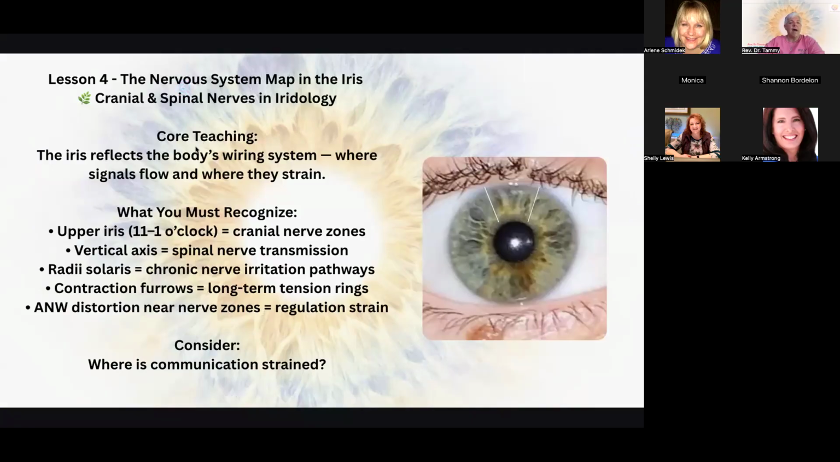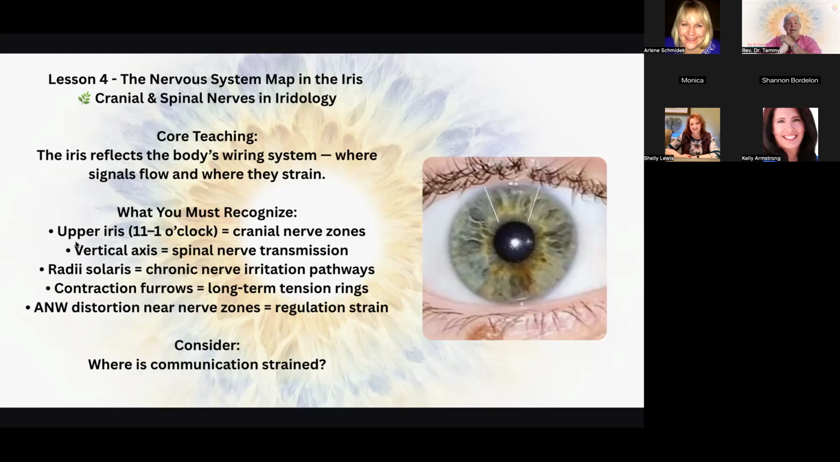The nervous system map in the iris leads to the cranial and spinal nerves in iridology. Those are going to be found from your 11 to 1 o'clock area, and I've kind of got it notated in this iris. It reflects the body's wiring system, where the signals flow and where they strain. In this eye, it's pretty strenuous. You've got to recognize this area. This person's probably got a lot of cranial nerve issues. They probably do real well with craniosacral work, chiropractic. Things are just not processing very well.